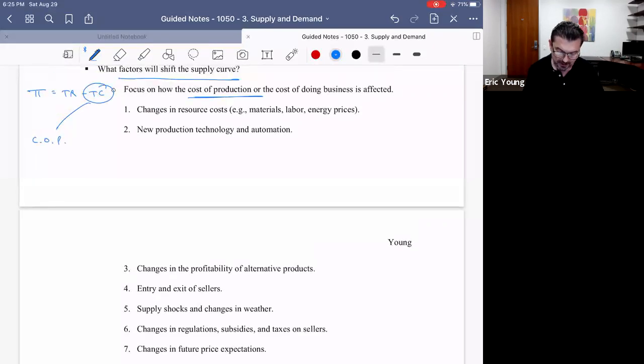Okay, so let's jump in. The first of the 7 is going to be a change in resource prices.